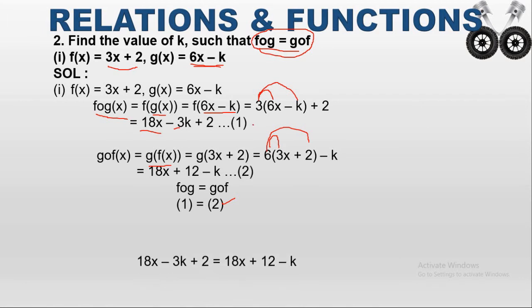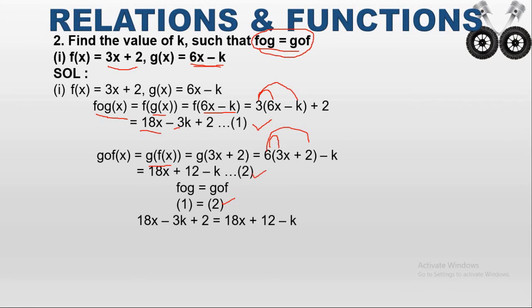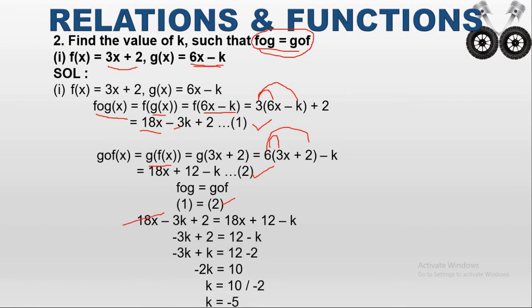What is the value in equation 1? That is 18x minus 3k plus 2. What is the value for equation 2? 18x plus 12 minus k. So these two are equated. Both equations have the same 18x, so we can cancel them. What is the remaining value here? It is minus 3k plus 2, which is equal to 12 minus k.